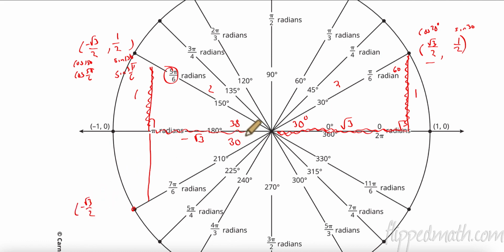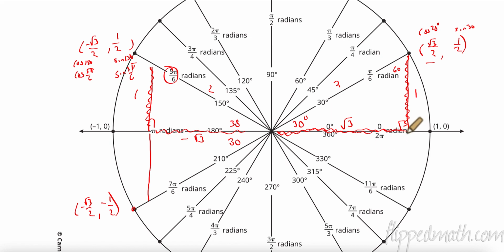My cosine is negative because it's an x value, and x values going left are negative. My sine value this time is going down, right? So my sine is going to be the same exact thing, 1/2, but in this case it's going to be negative 1/2 because it's going down, right? Sine values are y values, cosine values are x values.